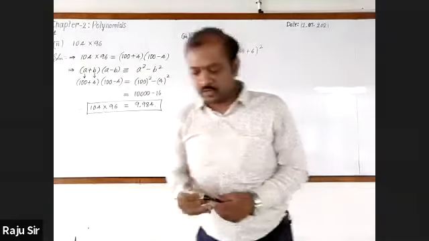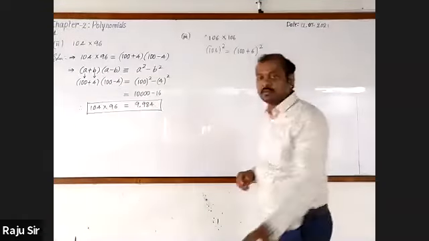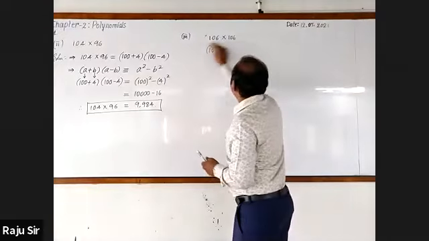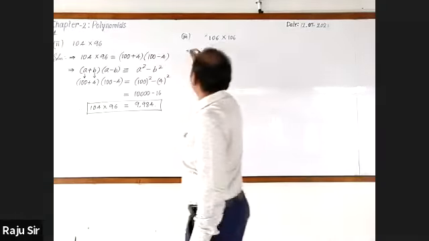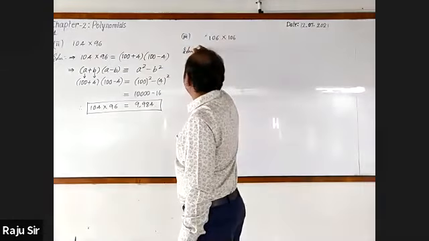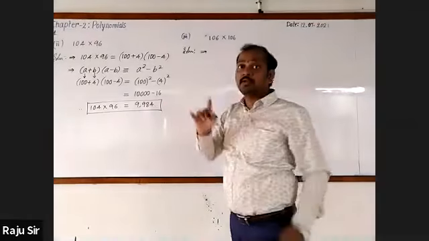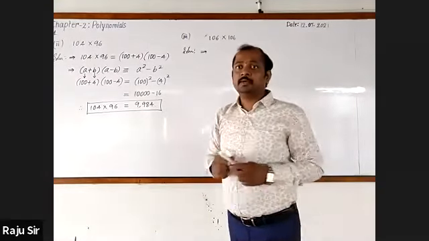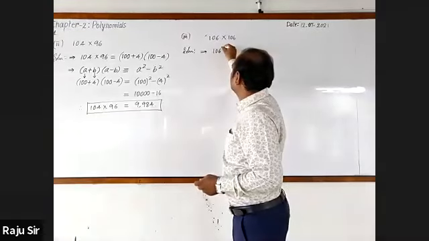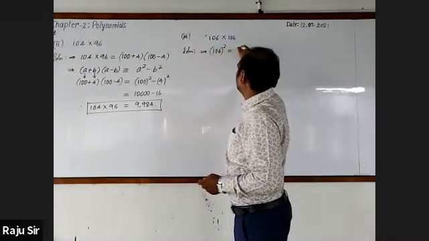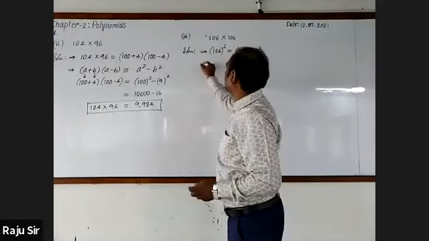So now let's move on. Start writing. 106 into 106. Solution: it is simple. First, you write it in the formula form, directly; don't go for using the identity. 106 whole square is equal to 100 plus 6 whole square.